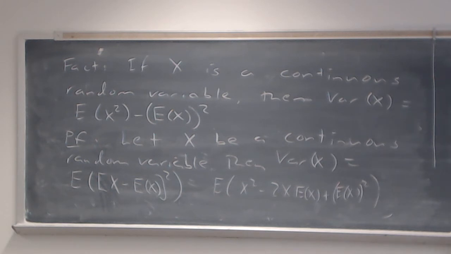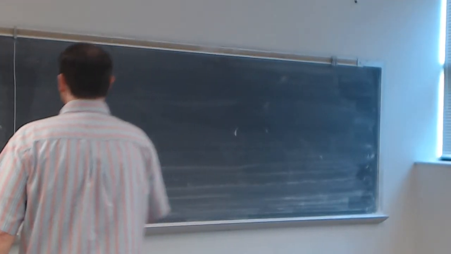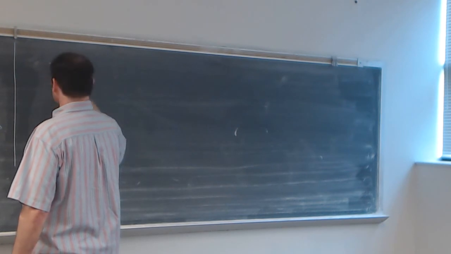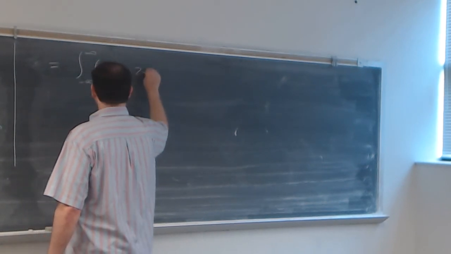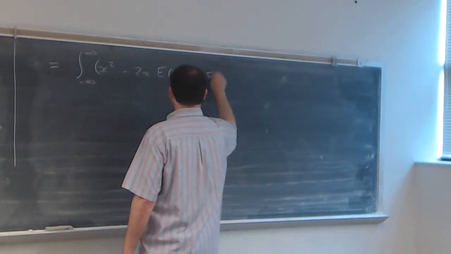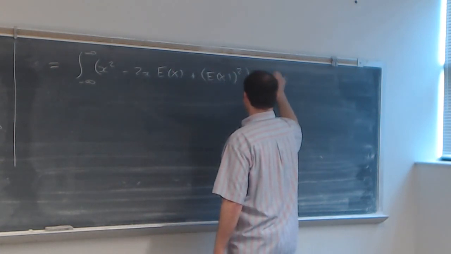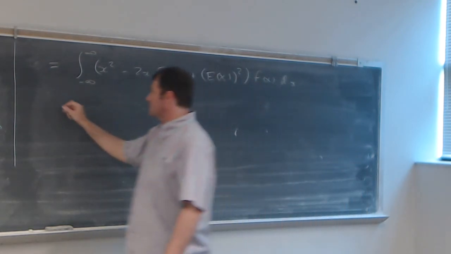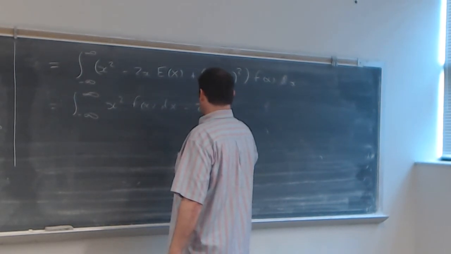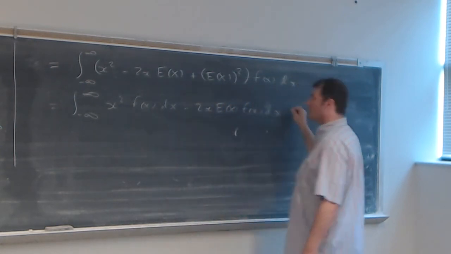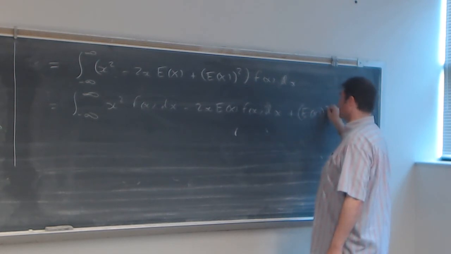about the expected value of a function of X, the expected value of g of X, what this is going to be equal to is the integral from minus infinity to infinity of X squared minus 2X times the expected value of X plus the expected value of X, squared, times f of X dx, where f of X is the PDF. And so this is equal to the integral from minus infinity to infinity. I'm going to distribute the f of X dx to get X squared f of X dx minus 2X times the expected value of X times f of X dx plus the expected value of X, squared, times f of X dx.